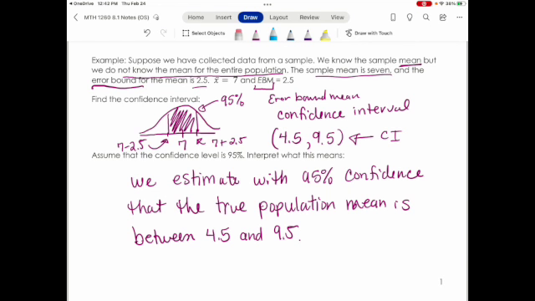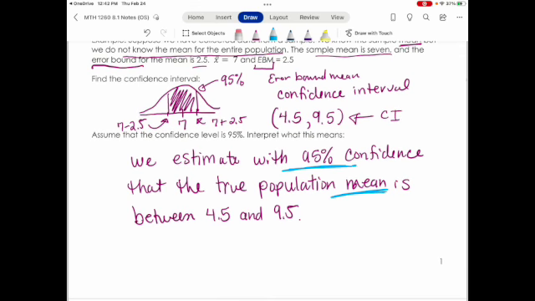So whenever you go to interpret a confidence interval, you always want to use this as kind of like a template. You always want to say, we estimate with, and then you put in the confidence level. And then you say that the true population, and then you put in whether it's the mean or the proportion. In this case, we're talking about the mean. And then you put in is between, and then you put in your interval.